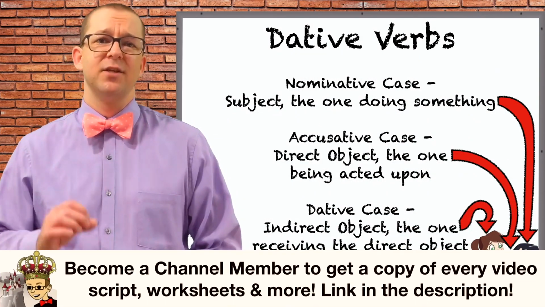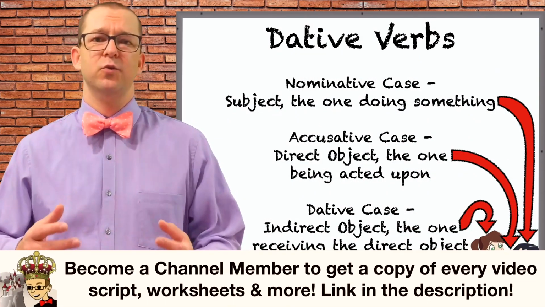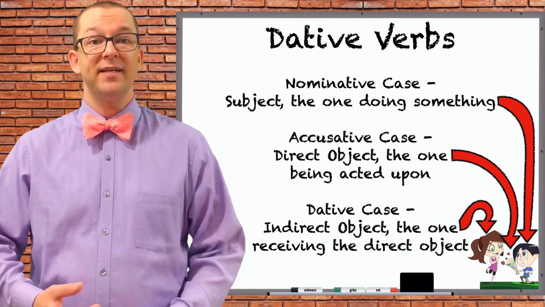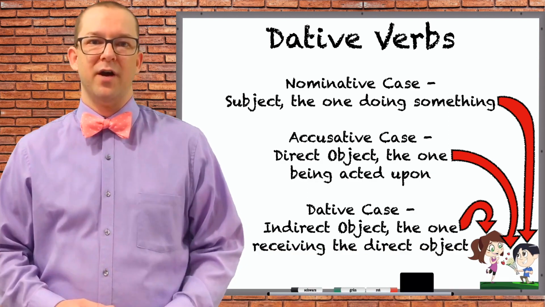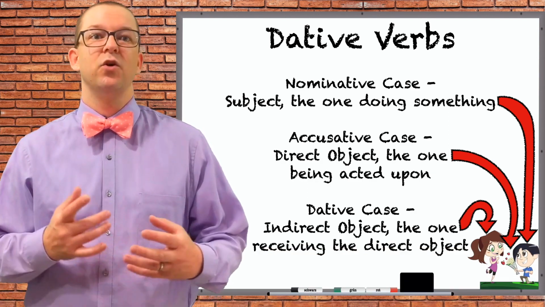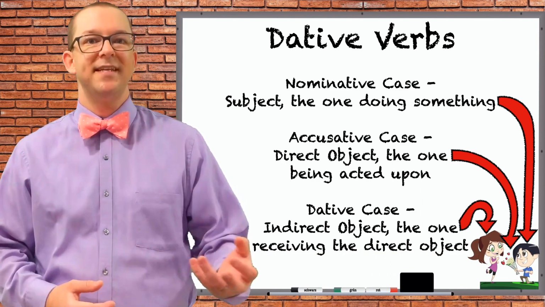Normally, when a verb has a direct object, that object is used with the accusative case. When the direct object is directed towards another object, that second object is called the indirect object and uses the dative case.